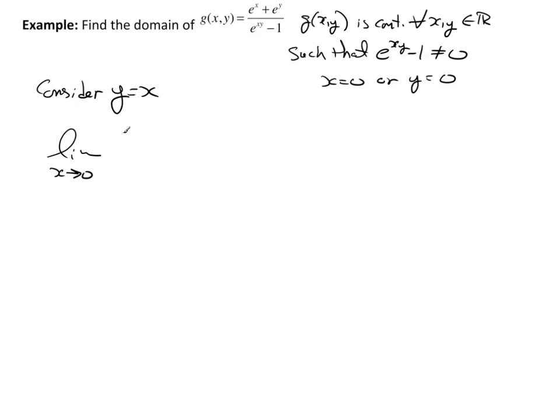If y equals x, I have 2e^x over e^(x^2) - 1. Now notice as x goes to 0, the numerator will go to 2, and the denominator will go to 1 minus 1, which is 0. Therefore, this limit does not exist. What happens is this is actually going to infinity. So again, the limit does not exist. Quite clearly it doesn't exist. And I know I have a point of discontinuity at (0,0).